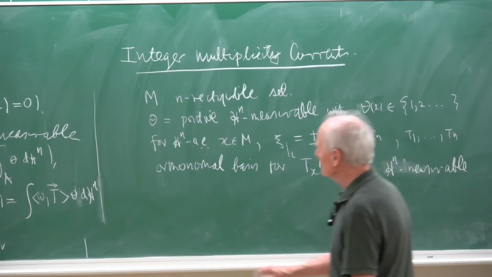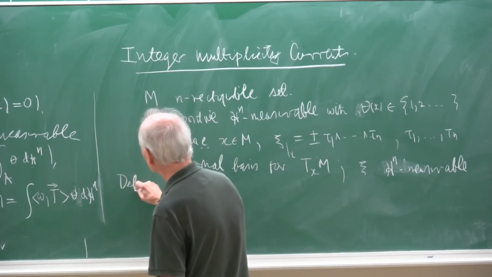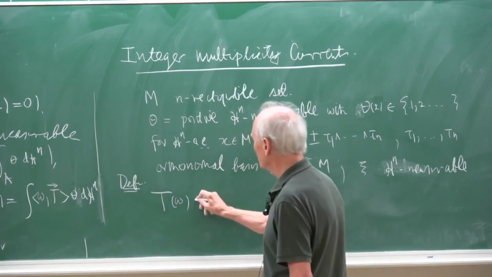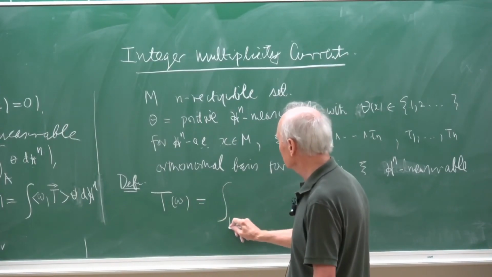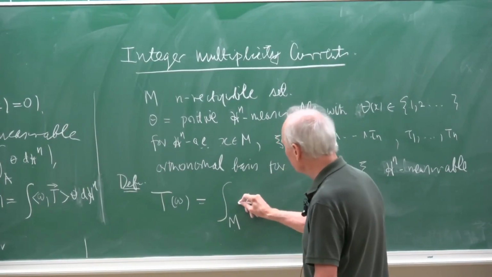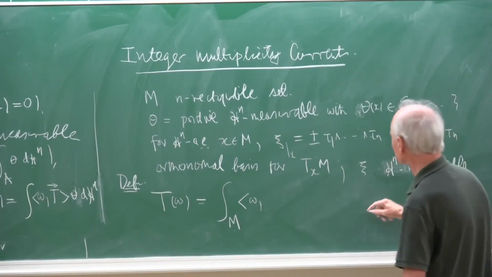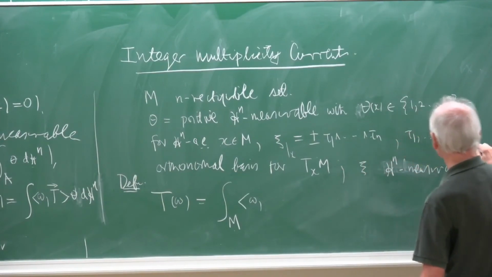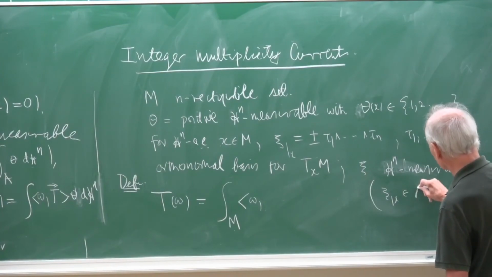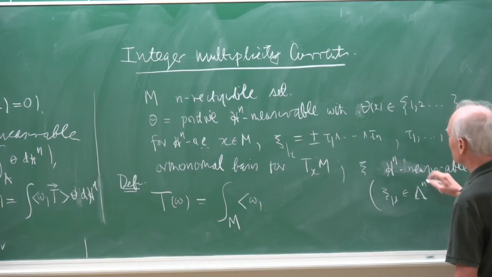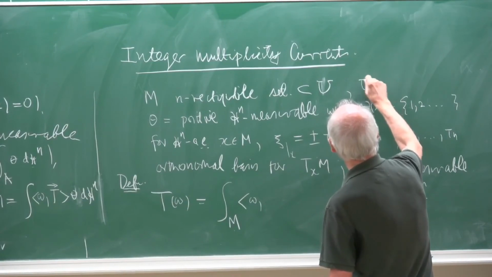Then you define a current, T omega, just as you would if M were a smooth manifold. You simply define this to be the integral over M of the dual pairing of omega with this n-vector. This is an n-vector. Notice this xi at x is in the set of n-vectors in R^p. This is all happening in some open set in R^p.